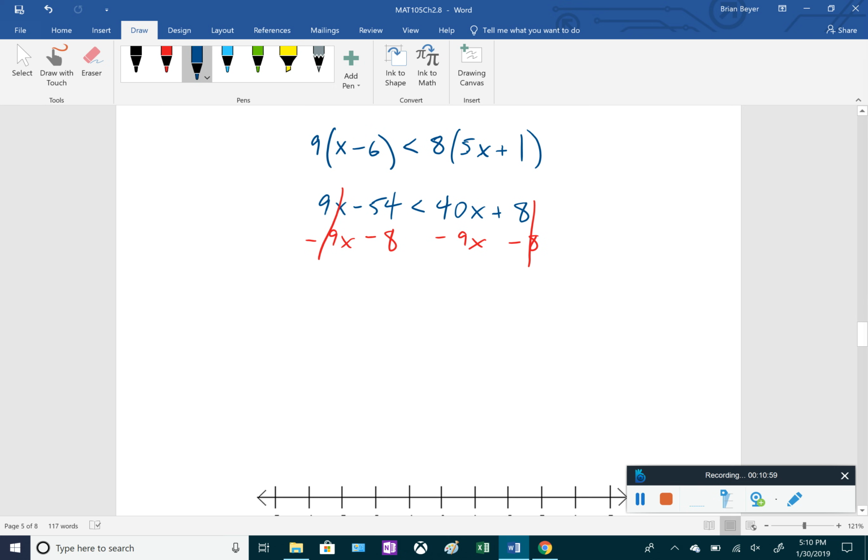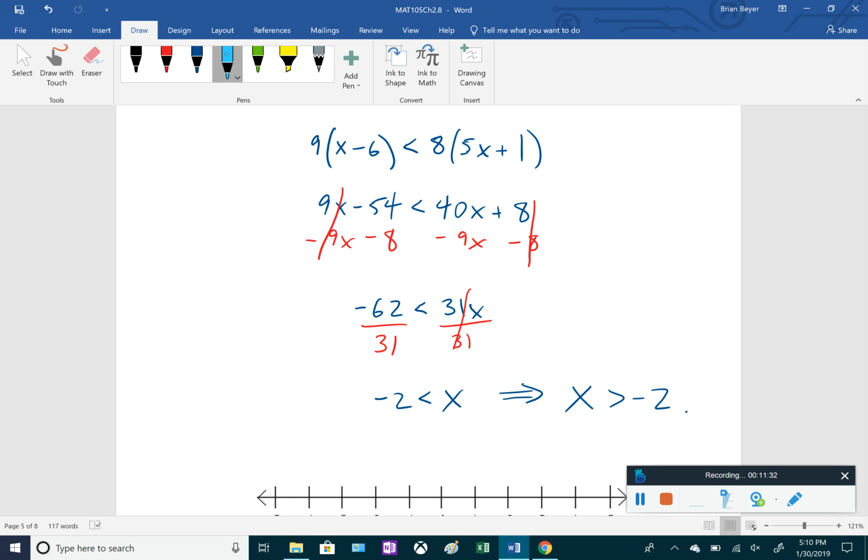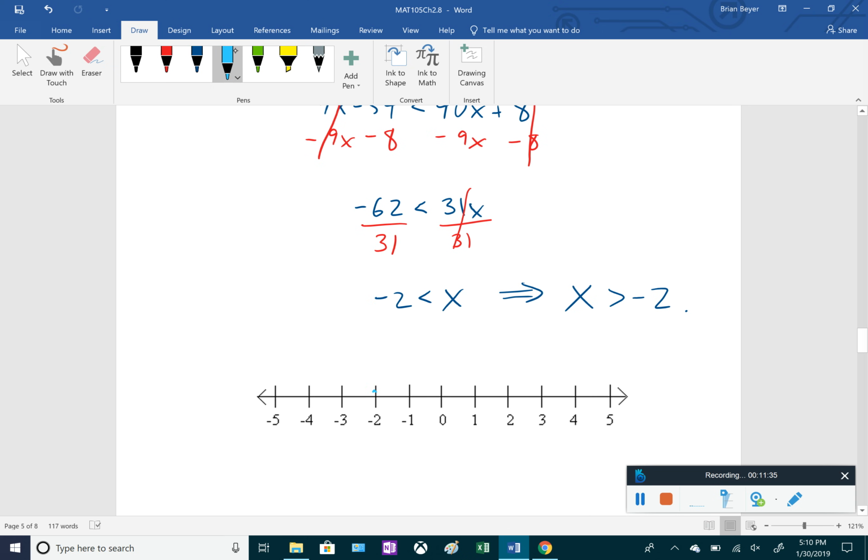Okay, so this is going to be negative 54 minus 8 is negative 62, less than 40 minus 9, 31x. So we're going to divide both sides by 31. Negative 62 divided by 31, it's going to give us a nice clean negative 2. So that means negative 2 less than x. We don't want it like that. We want x first. x greater than negative 2. So we go over to negative 2. We put an open circle because it's not or equal to. Everything greater than it means everything to the right.